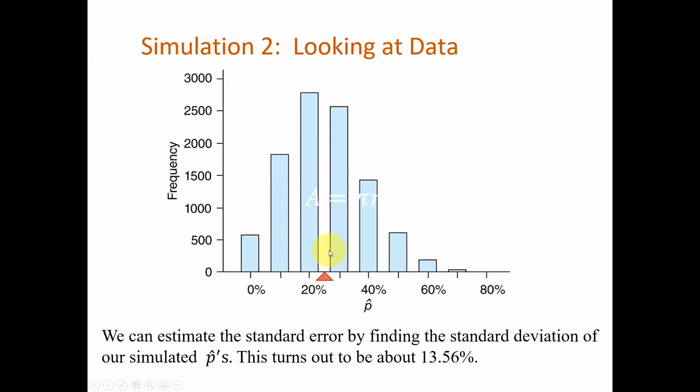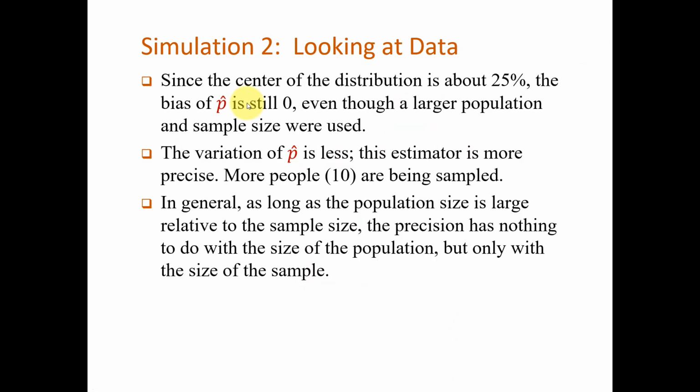So our mean is about 0.25, and the standard deviation they give us is 13.56%. That would be in a table somewhere; I don't know why they didn't give it to us. But since the center of the distribution is about 25%, we have an unbiased, or accurate, estimator of p, and our bias is 0.